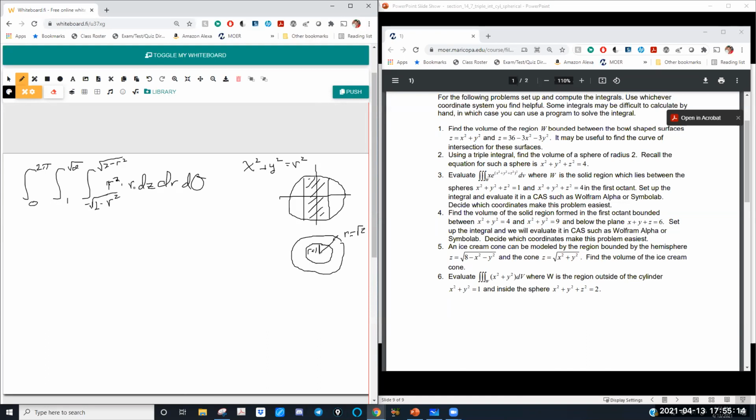So significantly nicer than what we were looking at in rectangular. We're going to get a bit of a mess here, but we'll get an even power, which should work out nicely with those square roots if we have to do it by hand. But much better than having to deal with two integrals. Any questions on doing it in cylindrical?